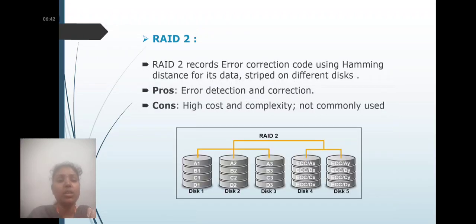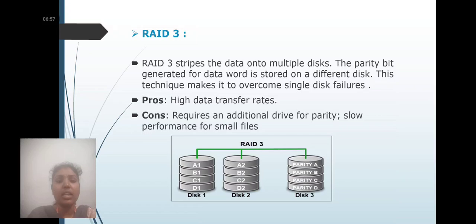RAID 2. RAID 2 records error correction code using Hamming distance for its data striped on different disks. Pros: error detection and correction. Cons: high cost and complexity, not commonly used. RAID 3. RAID 3 stripes the data onto multiple disks. The parity bit generated for a data word is stored on a different disk. This technique makes it possible to overcome single disk failures. Pros: high data transfer rates. Cons: requires an additional drive for parity. Slow performance for small files.